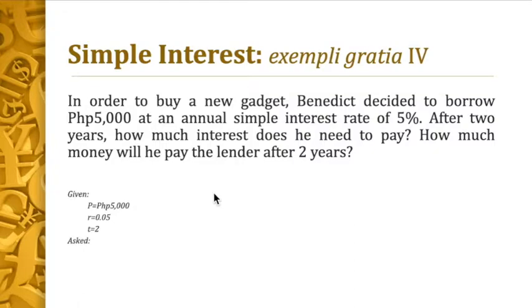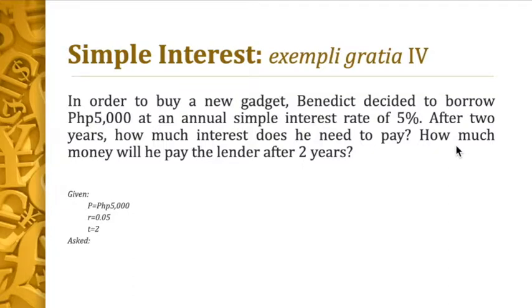So now what is asked of us? As we can see in the last part of the problem, how much interest does he need to pay? So clearly that's the I, the interest that Benedict needs to pay. Now, that's just the interest, just the increase from the principal amount, right? Remembering the formula for the interest is I equals PRT. Again, I equals PRT.